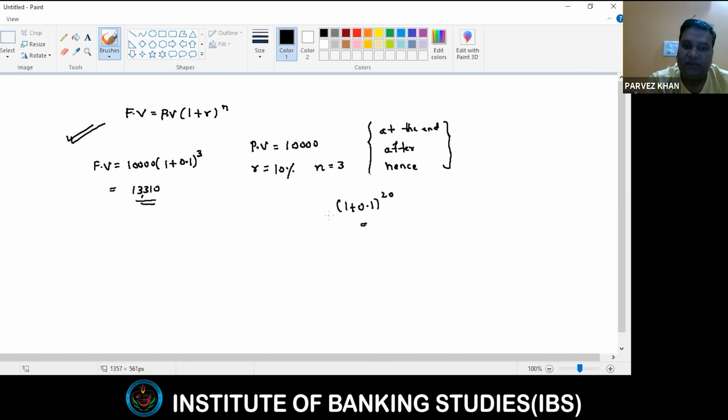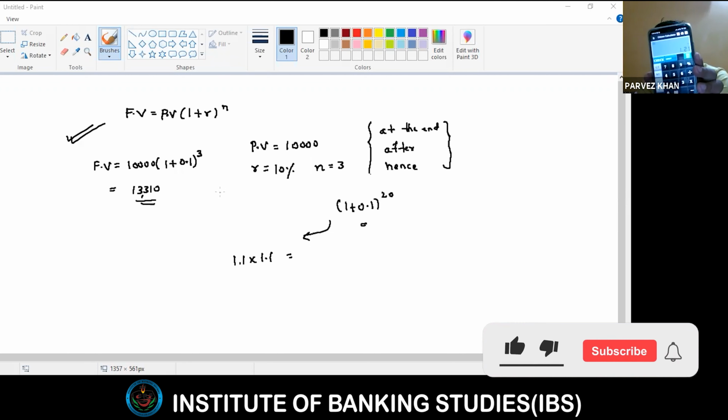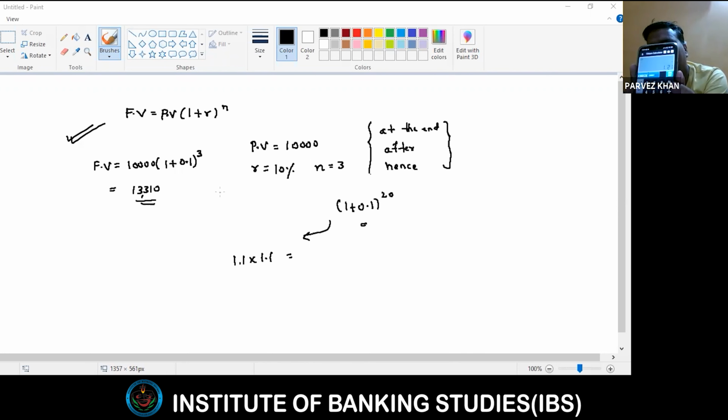First, you calculate 1.1 into 1.1 and press equal to. Just multiply 2 times 1.1 into 1.1. Just 1 second, I'll download the calculator so that I can show you. So multiply 1.1 into 1.1 and press equal to. You are going to get 1.21, right? And if you see your left hand side, you will see the power as 3.